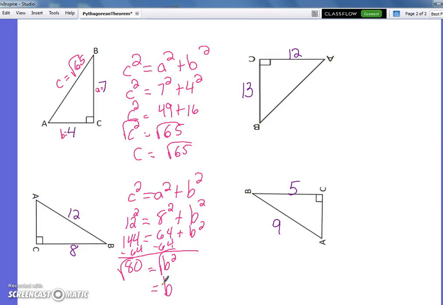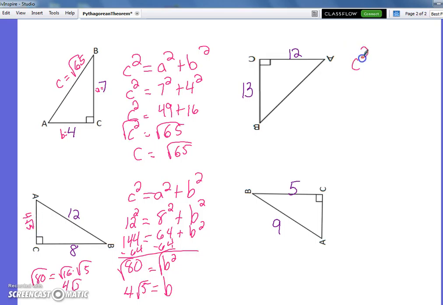Again, it all depends on the directions. If it asks you to just give me a decimal answer, then you can use your calculator. But if it doesn't, and always assume that it doesn't say it, you need to know how to simplify the square root of 80. If you think about the square root of 80, think of 2 things that multiply together, 16 and 5, and the square root of 16 is 4. So 4 square root of 5. And remember, don't put plus or minus because it's not a negative distance. So b over here is 4 square root of 5.